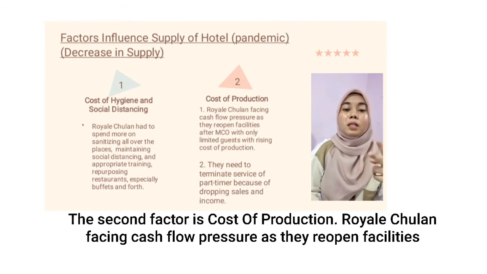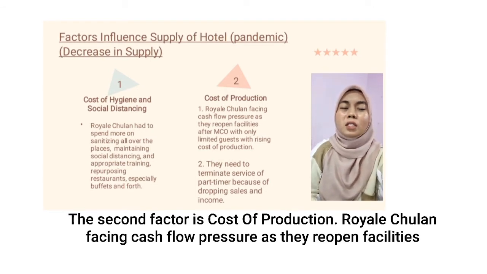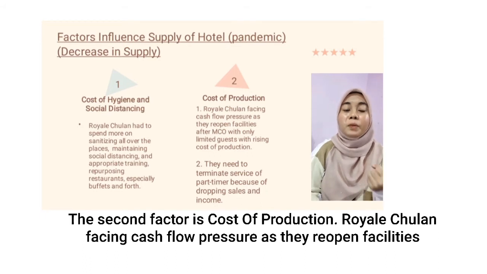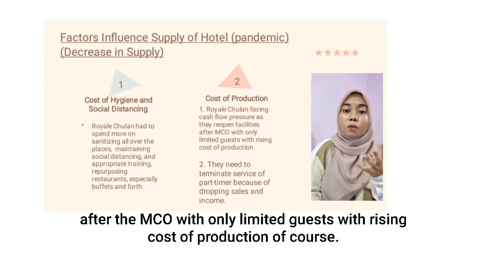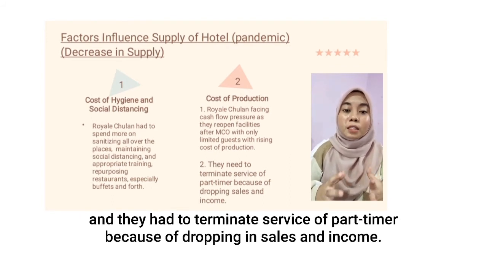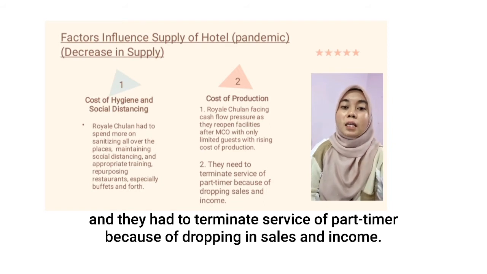The second factor is the cost of production, where Royal Chulan is facing cash flow pressure as they reopen facilities after the MCO with only limited guests and a rising cost of production, of course. And they had to terminate the service of part-timers because of the drop in sales and income.